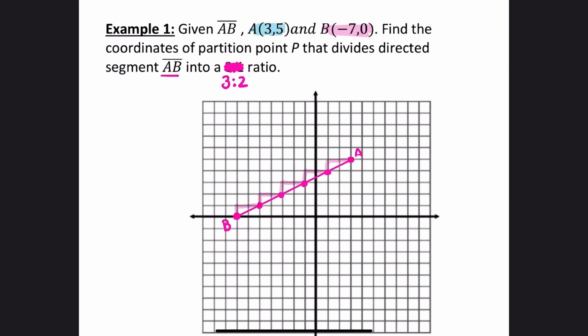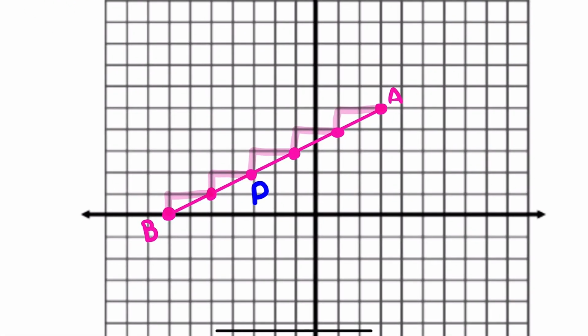So now I have these 5 congruent pieces, and if I want to divide AB into a ratio of 3 to 2, notice that the 3 is where the A is. So I want to put that P so that there's 3 pieces closest to the A, 1, 2, 3, and 2 pieces closest to the B. So that's where P would belong, right? That splits it into a 3 to 2 when you're going from A to B. Okay, so that P is dividing up that line segment.